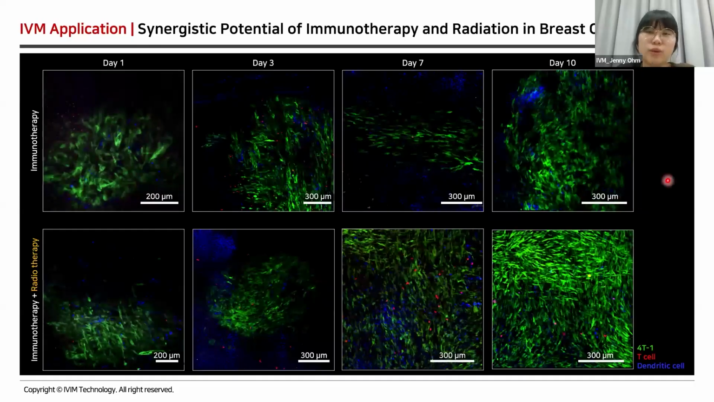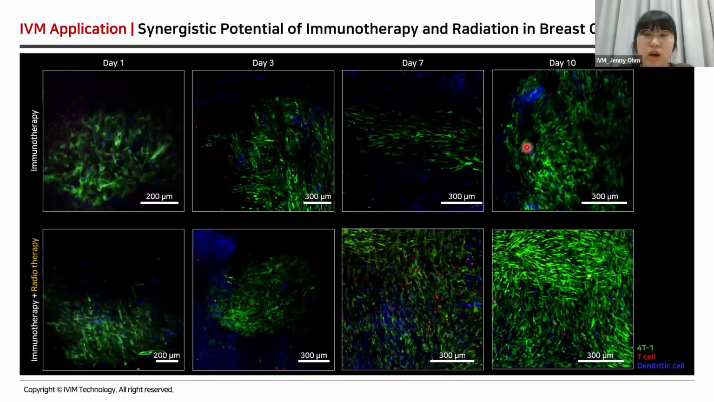As a result, a notable increase in T-cell proliferation was observed in the group that received both immunotherapy and radiation therapy, particularly in the later stages of the experiment. By day 7, T-cell activation and expansion were most prominent in the combination therapy group, highlighting the potential for a synergistic effect between the two treatments, a key point in evaluating combination strategies.